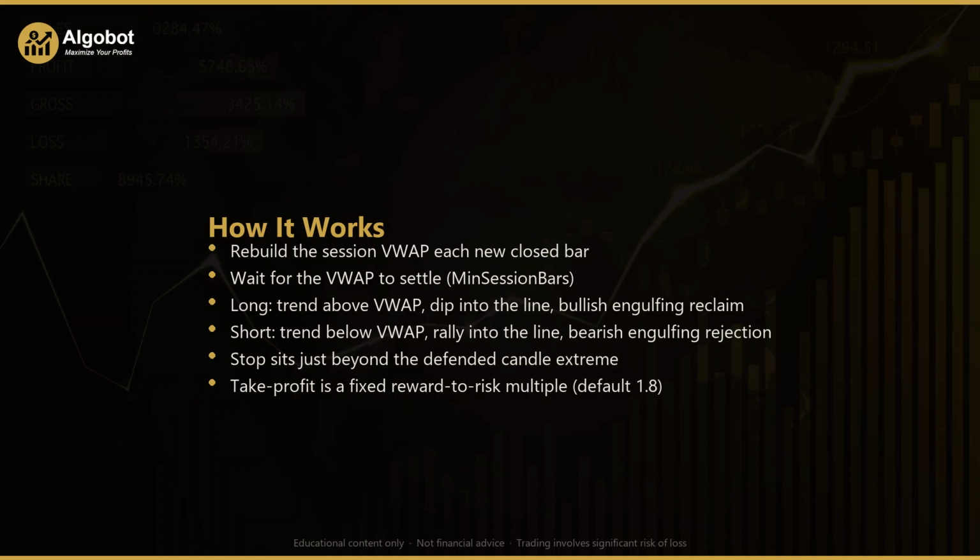Risk management is structural and indicator-free. On a long, the stop is placed just beneath the low that the VWAP just defended, with a small buffer set as a percentage of the candle's range. On a short, it sits just above the defended high. The take profit is then projected as a fixed multiple of that stop distance, with a default reward to risk of 1.8. Only one position is held per magic number, so the bracket of stop and target manages every exit on its own.